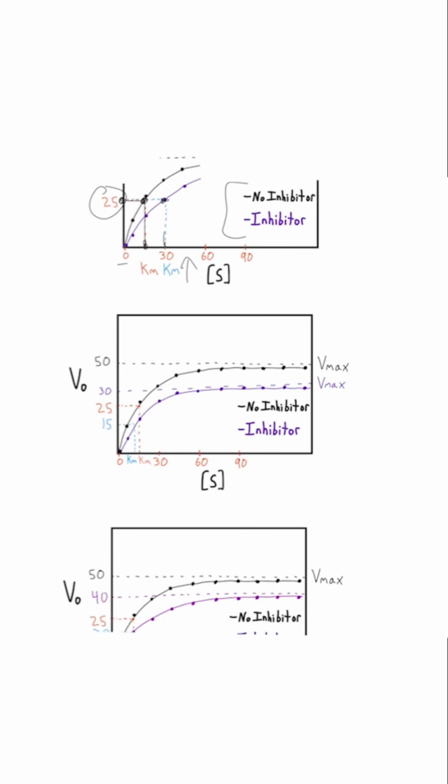Now let's look at uncompetitive inhibition. For this one, you can see that the Vmax goes down when the inhibitor is present. But if you go and look at the Km for both of these, if you were to find them individually, you would find that the Km is decreased for the uncompetitive inhibitor.